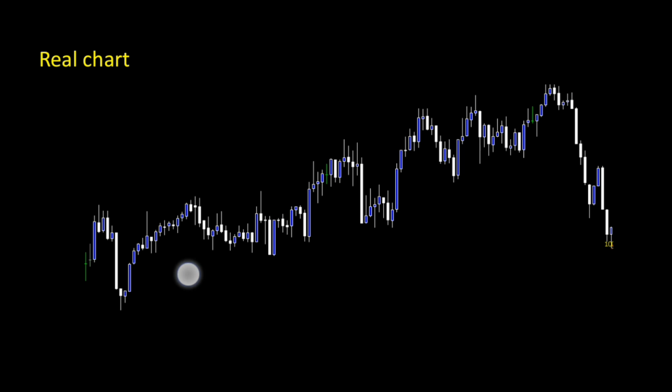Looking at a real chart, this is how the market will appear. The price moves up, low, up above the previous high, making a higher high, retraces down, creates a higher low, moves above the previous high, forming a higher high, retraces down, and moves above the previous.